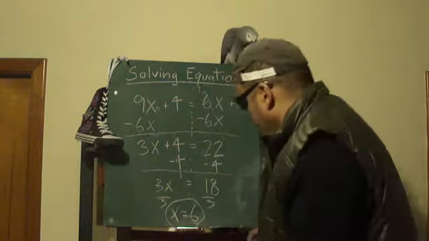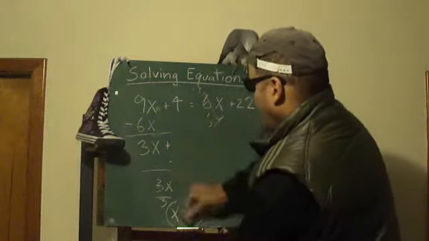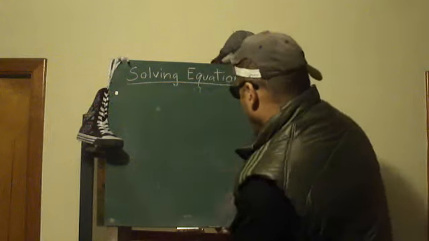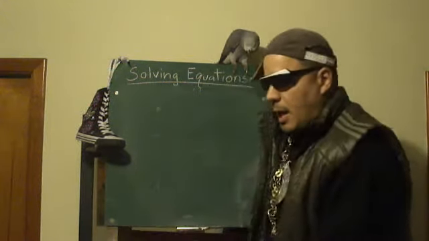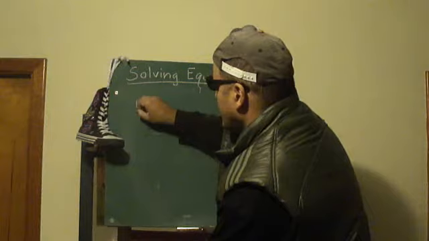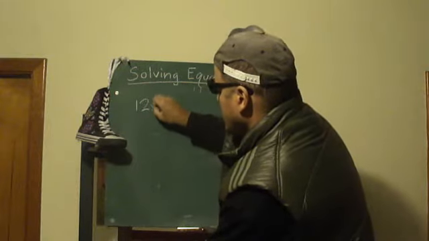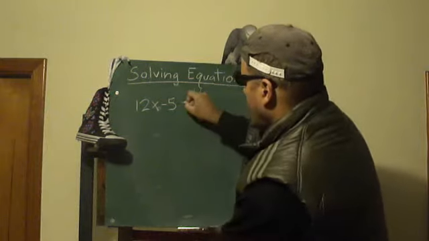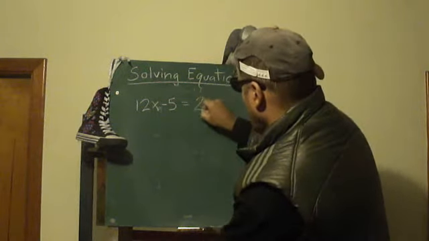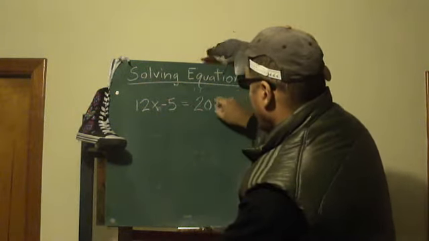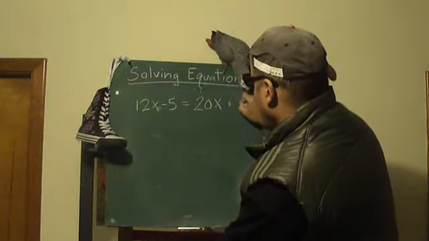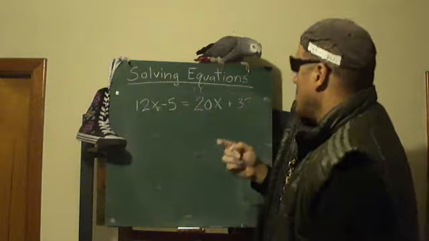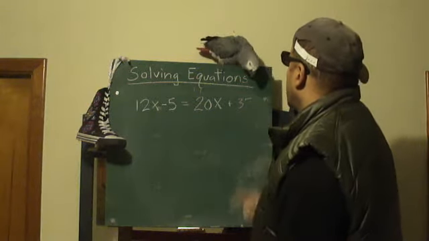Let's do another equation. Okay, how about if we had 12x minus 5 equals 20x plus 30.